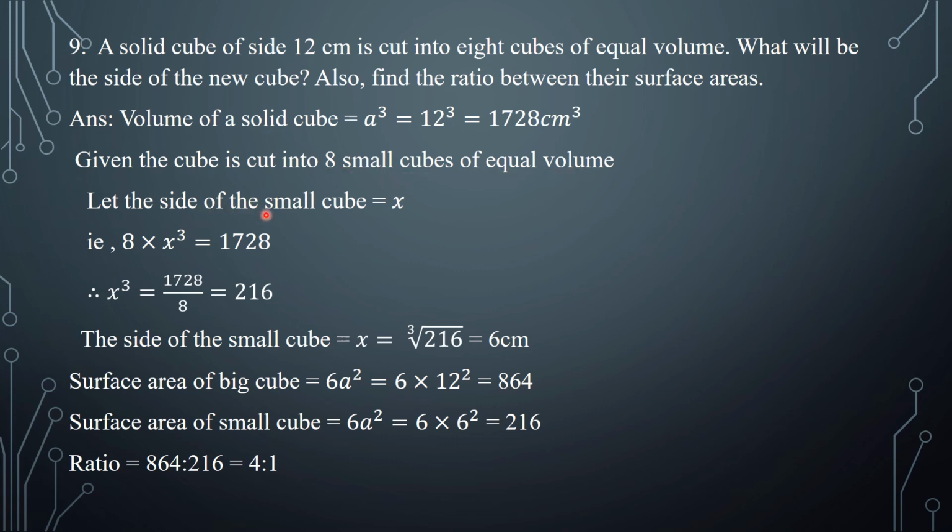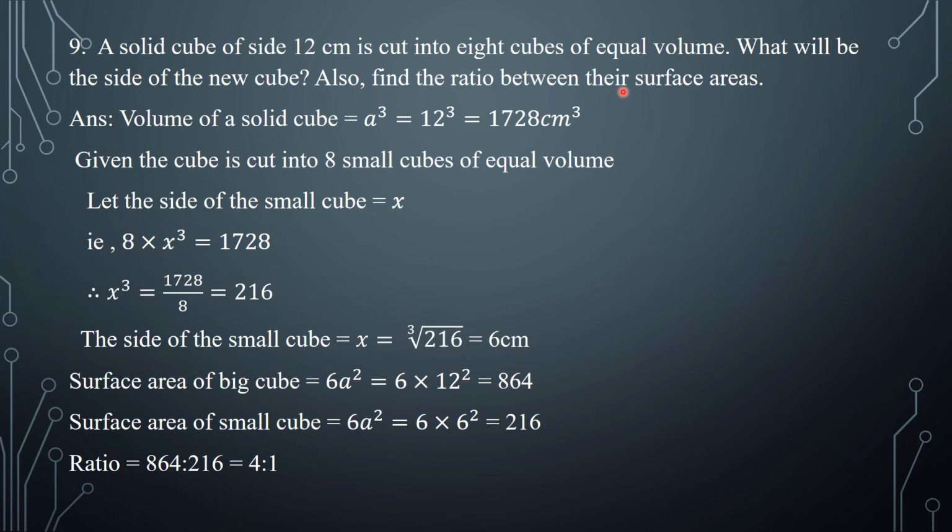We are given the cube is cut into 8 small cubes of equal volume. Let the side of the small cube be x. That means we can write 8 times volume of the small cube, that is x cube, equal to 1728. From this, volume of the small cube is 1728 divided by 8, equal to 216. Therefore, side of the small cube, that is x, equal to cube root of 216, equal to 6 centimeter.